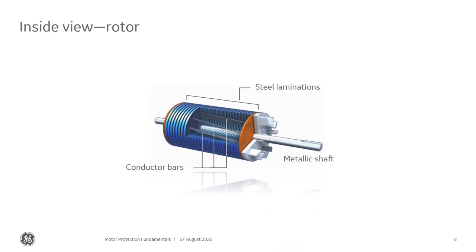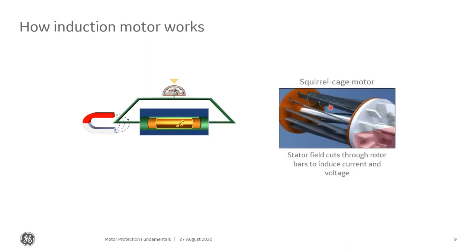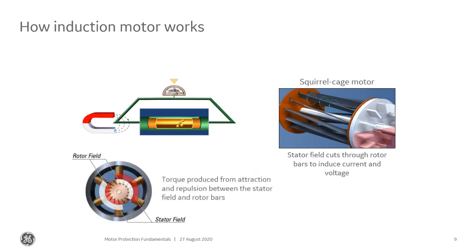So the rotor has conductor bars, steel laminations, and then it has a shaft. It is made up to look like a conductor that cuts through that magnetic field. Now you've heard it called a squirrel cage because it has this cage that it's built into. So physically this is what it looks like, but electrically it's just this loop that cuts through that magnetic field, and then the torque is produced from the attraction and repulsion between the stator field and the rotor bars.